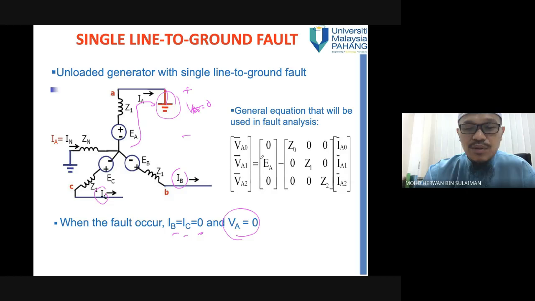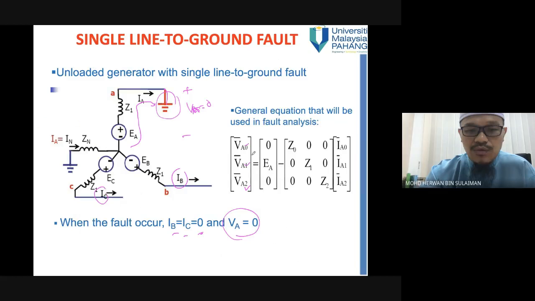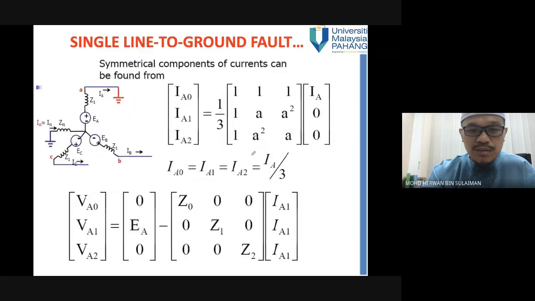So you should remember, this one is the 0 sequence, this one is the positive sequence, and this one is the negative sequence. Okay. How to obtain this equation is by analyzing this one.